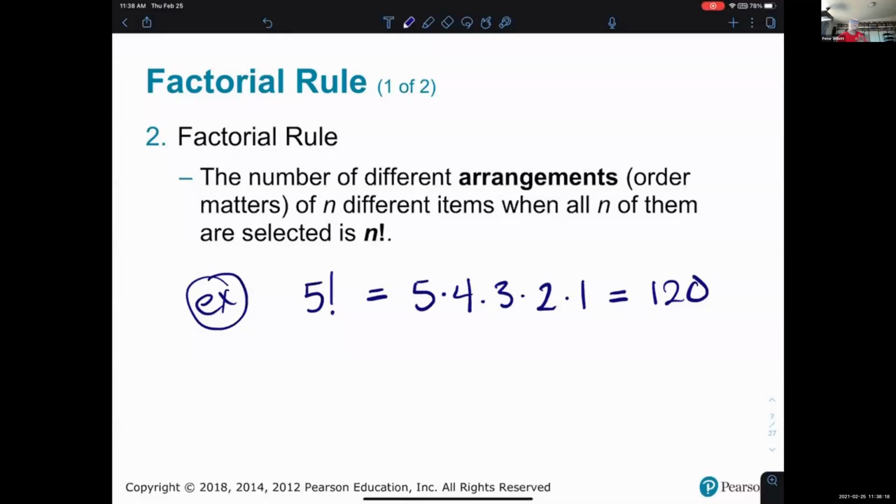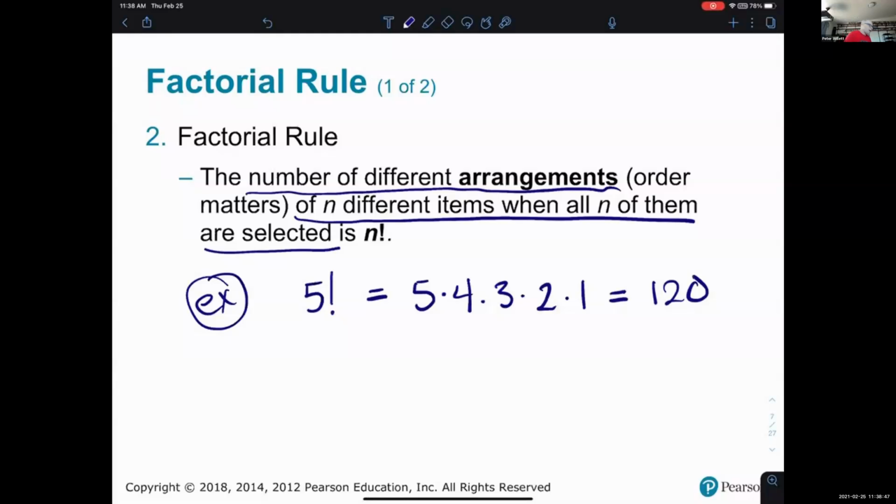And that number is then the number of different arrangements for n different items when all n of them are selected. So what does that mean? What do they mean by the number of different arrangements of n items when all n of them are selected? What the heck does that mean? Well, the different ways to arrange things is most simply thought of as how you would list them or how you would line them up.